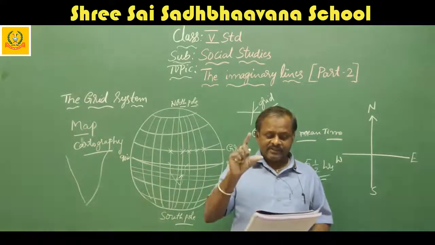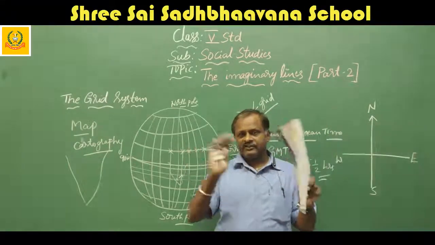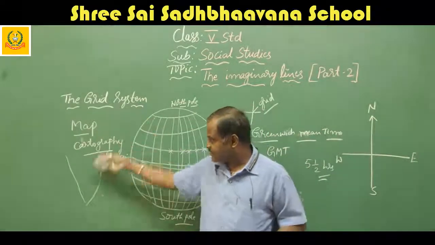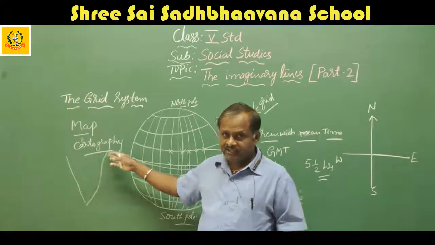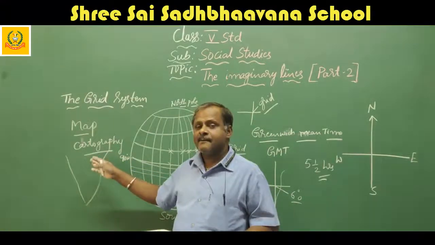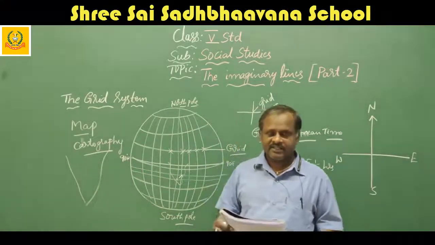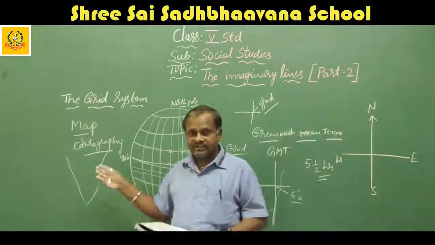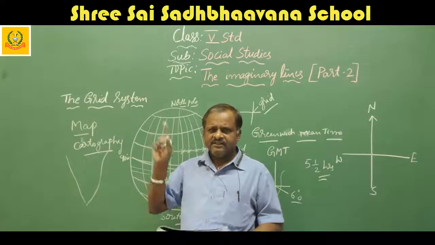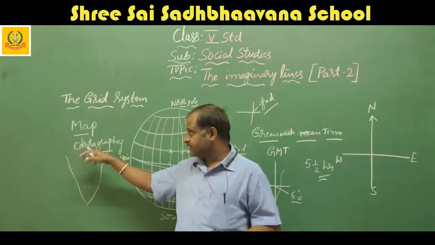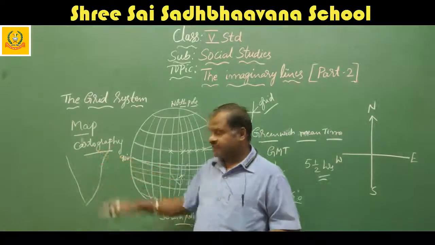Maps are the visual representation of Earth on a flat surface. Here it is a globe, that means a round surface. When we write the world map or the Earth's representation on a flat surface, that is called a map. The drawing of the map is called cartography. Some special people are there whose duty is to draw the maps properly according to the correct dimensions. Their job is called cartography.